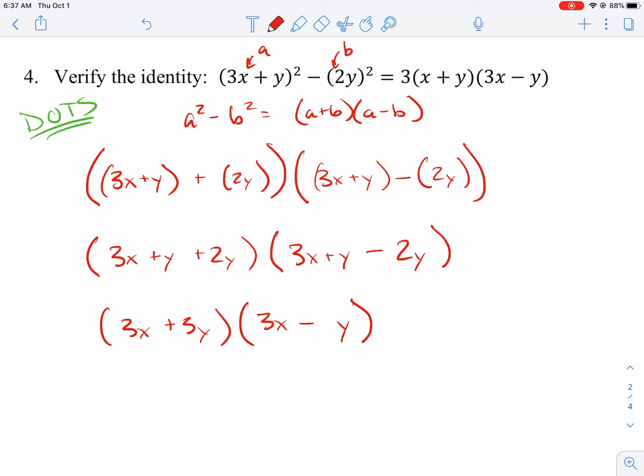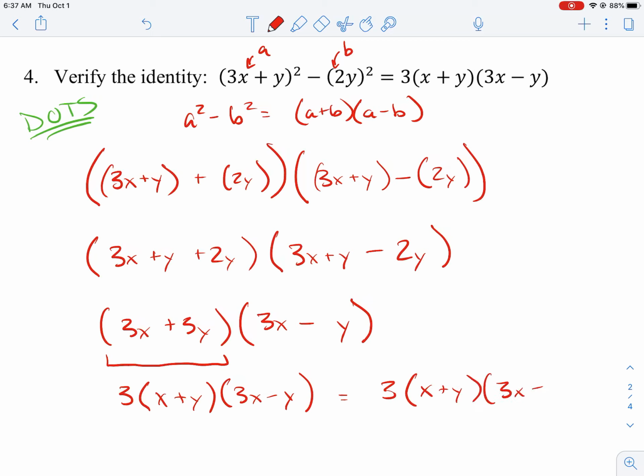Now, in this piece here, I'm going to factor out a GCF. So I'm going to have 3x plus y, 3x minus y. Now I've just shown that this left side of the equation is equal to the right side of the equation using algebraic manipulation.